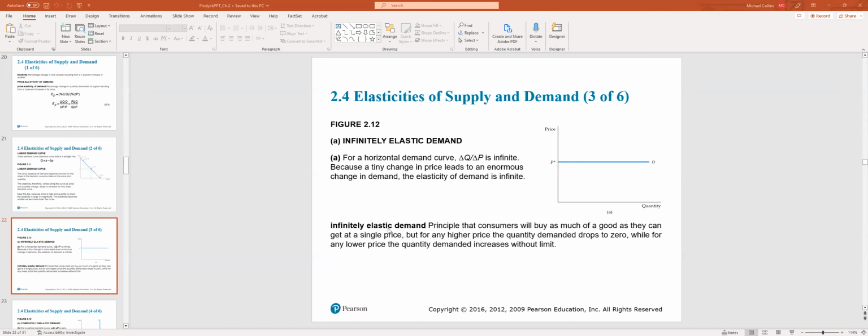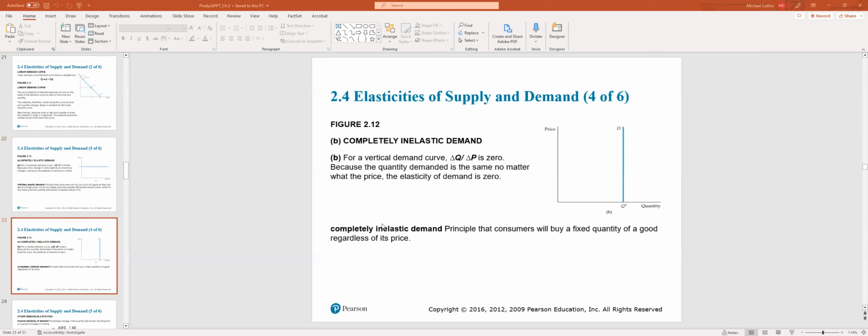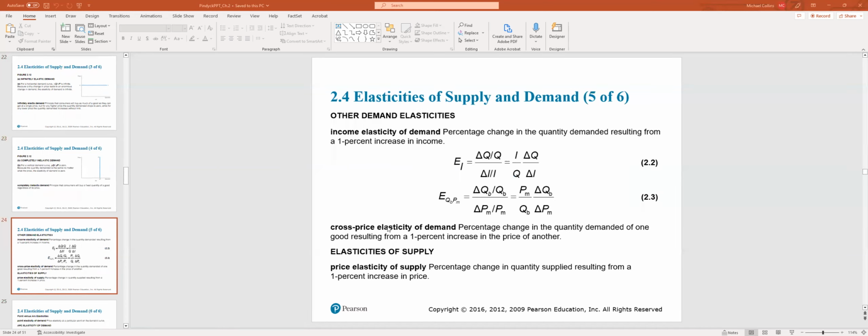Infinitely elastic demand is the principle that consumers will buy as much of a good as they can get at a single price, but at any higher price the demand drops to zero. While for any lower price, the quantity demanded increases without limit. Then you have completely inelastic demand. For this, I use gasoline as a good example, but even gasoline at a certain price becomes elastic. We'll change our driving habits and we'll reduce our desire to drive.